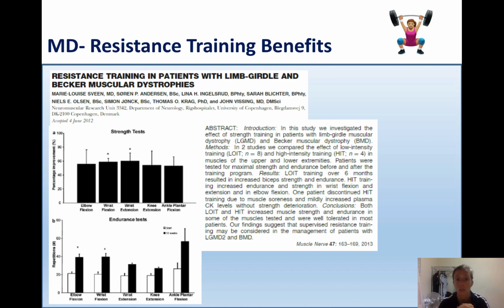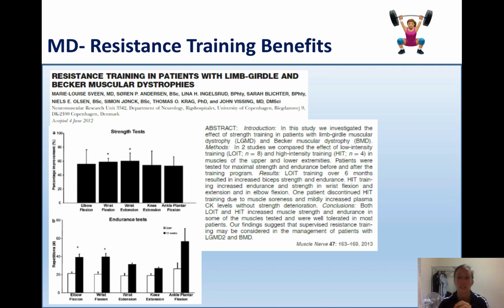High intensity training increased endurance and strength in wrist flexion and extension and in elbow flexion. One patient did discontinue the high intensity training due to muscle soreness and mildly increased plasma CK levels, without strength deterioration. So what they concluded was both low intensity and high intensity training did increase muscle strength and endurance in some of the muscles tested and was well tolerated by most of the patients.